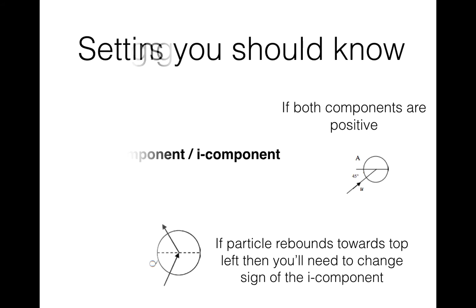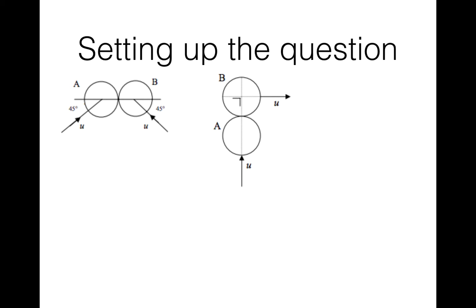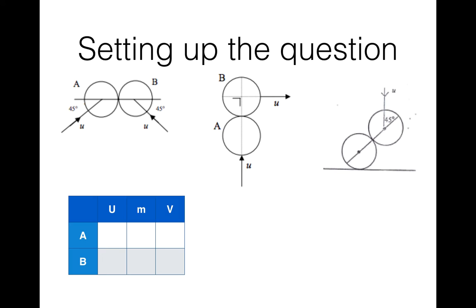Okay, setting up questions. For me, what I need to do is fill in a table. So if we have something like that, or something like that, it doesn't matter. We still need a table. And the table will be the two spheres A and B. You'll have an initial velocity vector with an I and a j component, you'll have a mass, and you'll have a final velocity, or a velocity after the collision, in terms of I and j.